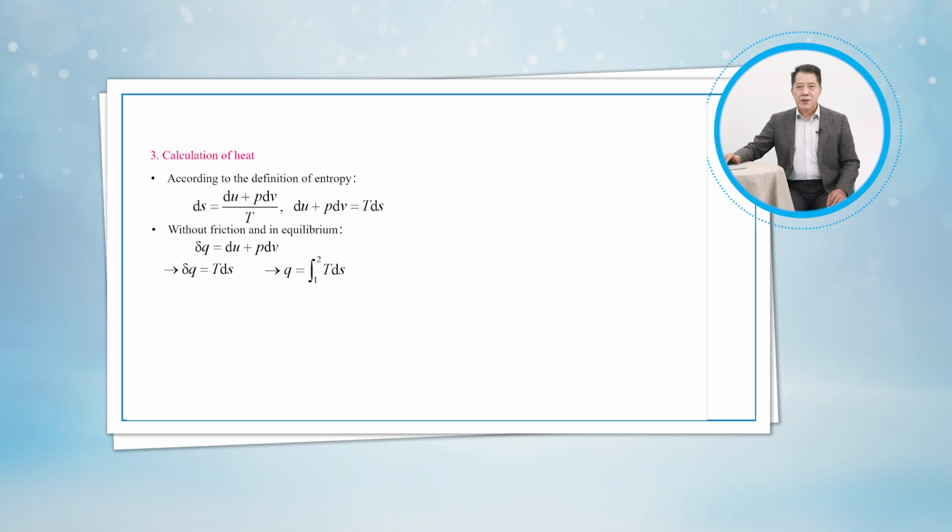Thirdly, let's calculate the heat. The calculation of heat is based on the entropy change for a process with confirmed paths and states of 1 and 2. The definition of entropy, equation 118, is. For a process without friction and in equilibrium, the heat addition during the process is.